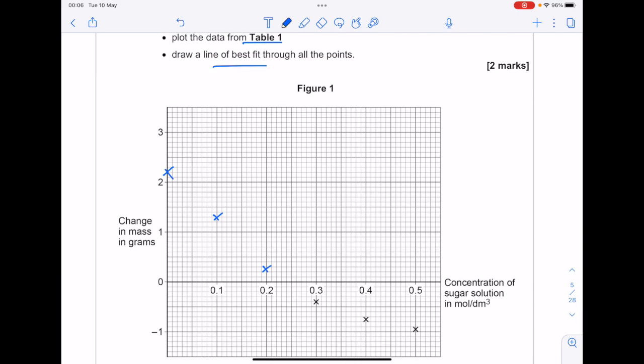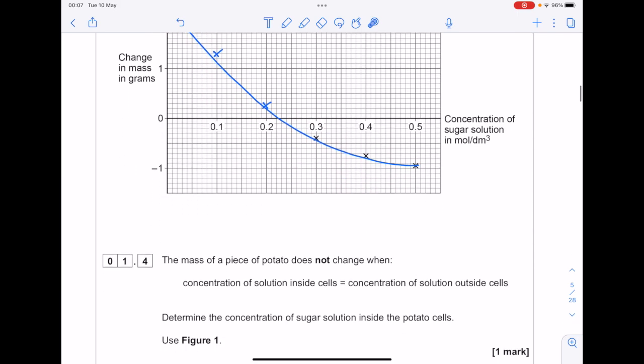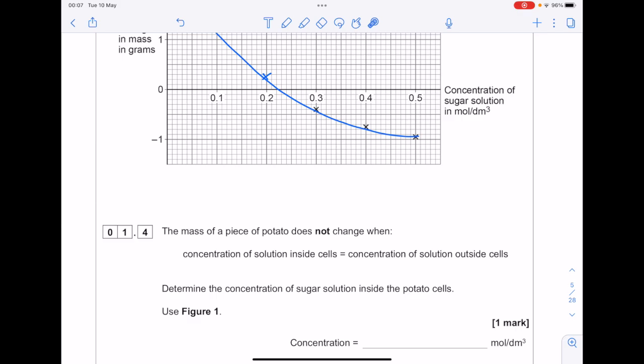Drawing a line of best fit through the points, so a nice smooth curve here. Remember, with the line of best fit, you're looking for as near to an even distribution of points on either side of the line. Slightly off here, but I'm struggling because of the iPad. The mass of a piece of potato does not change when the concentration of solution inside the cells is the same as the concentration of solution outside the cells.